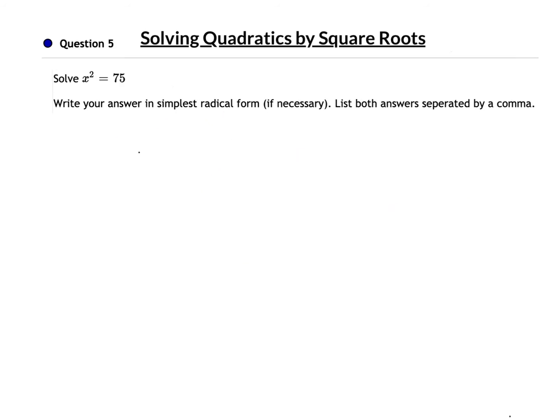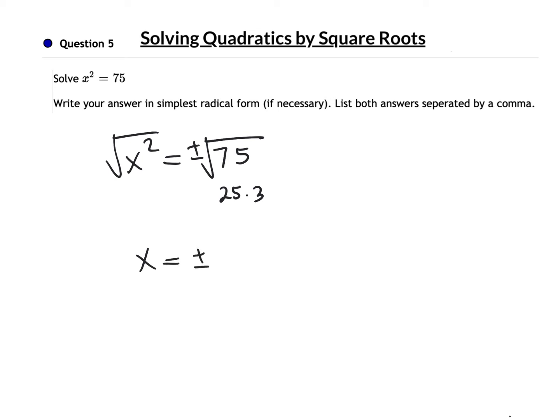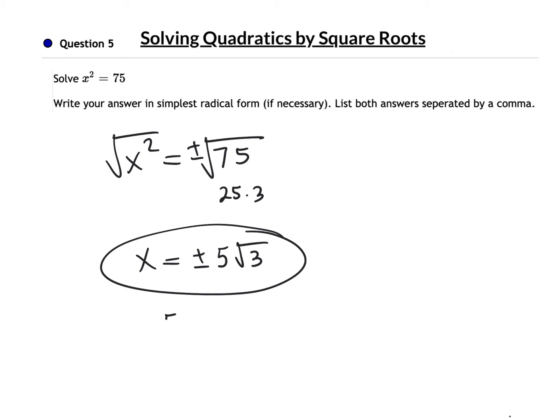Question 5. X squared equals 75. Put a plus or minus in front of that thing. Square root both sides. This is 25 times 3. Plus or minus goes in front. It's the sign of the number. Square root of 25 is 5. That goes in front of the root. 5 root 3 is my answer, plus or minus. In WAMAP, you're going to need to list that as two answers, 5 root 3 and negative 5 root 3.